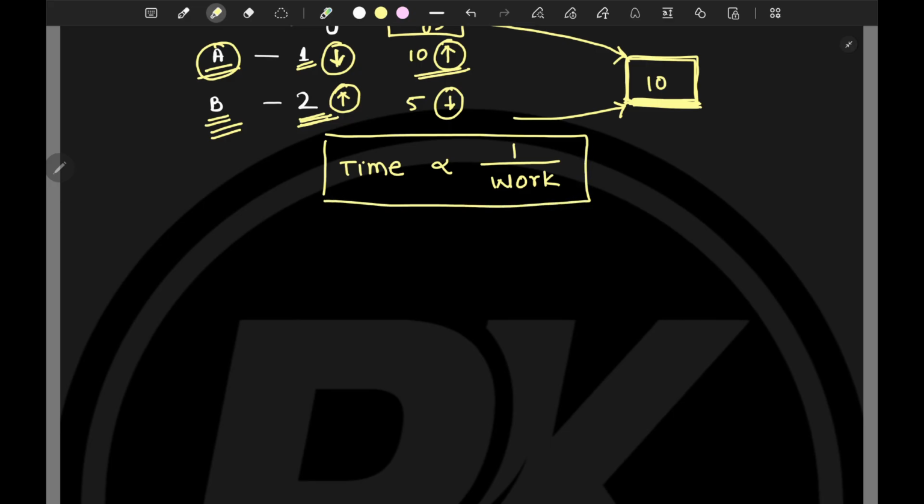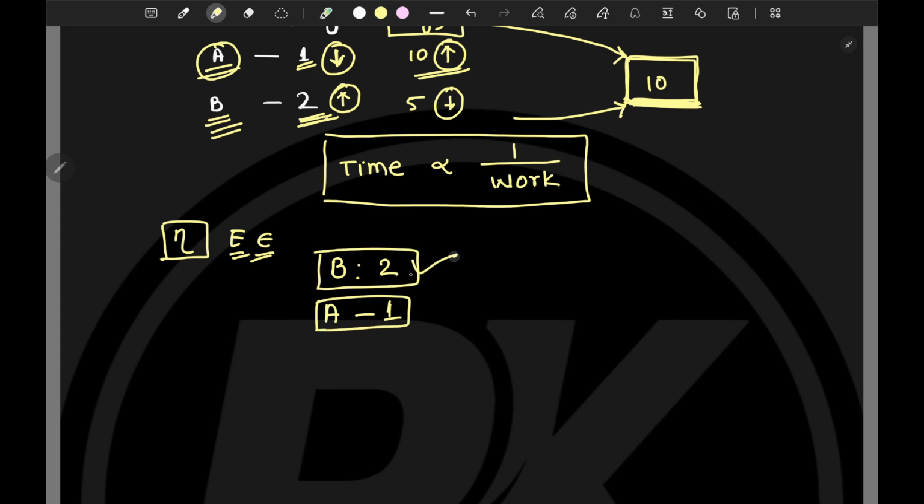Now the second concept is about efficiency. For efficiency, we are going to use this symbol. You can use E or this one, anything which is comfortable for you. Now here, can I say, because B is eating two chapatis and A is eating only one chapati, that B is more efficient than A because he is doing more work? So more work, more efficient, and more efficient, less time. You are getting this point?